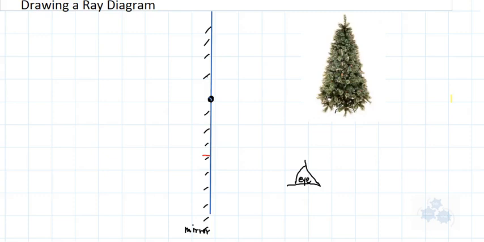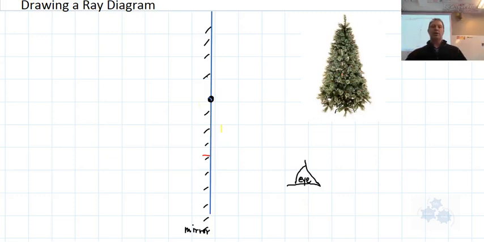Okay, so drawing a ray diagram. Let's say you're given a question that looks like this. You have a mirror, you have an object here, which looks like a Christmas tree of some sort, and the observer, which is usually drawn as just an eyeball. Okay, so that's the eye of the observer. Now what we're going to try and do is draw a complete ray diagram.